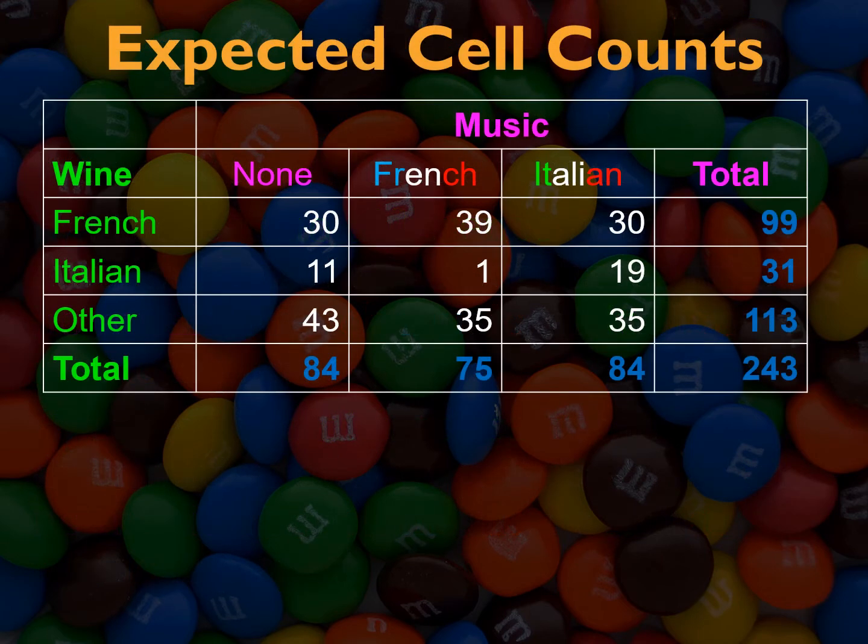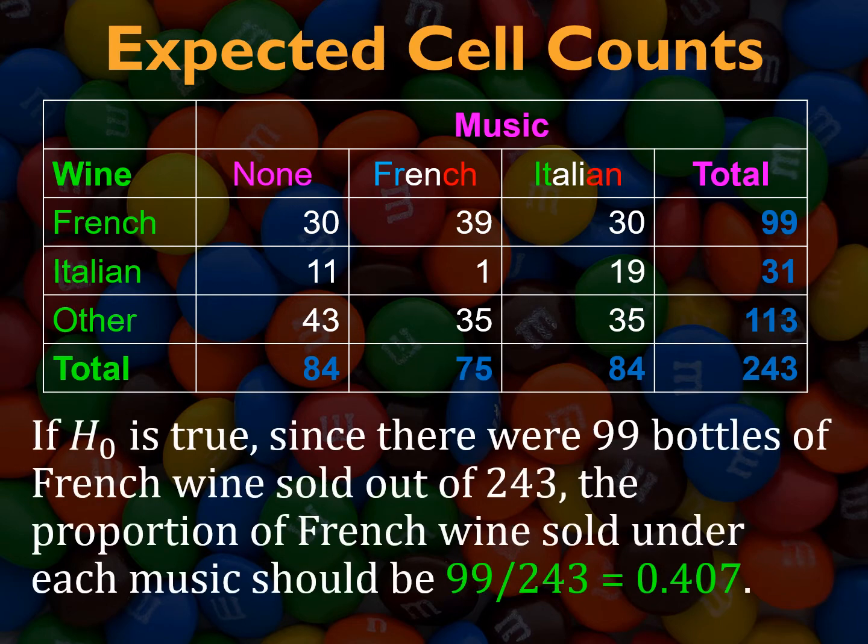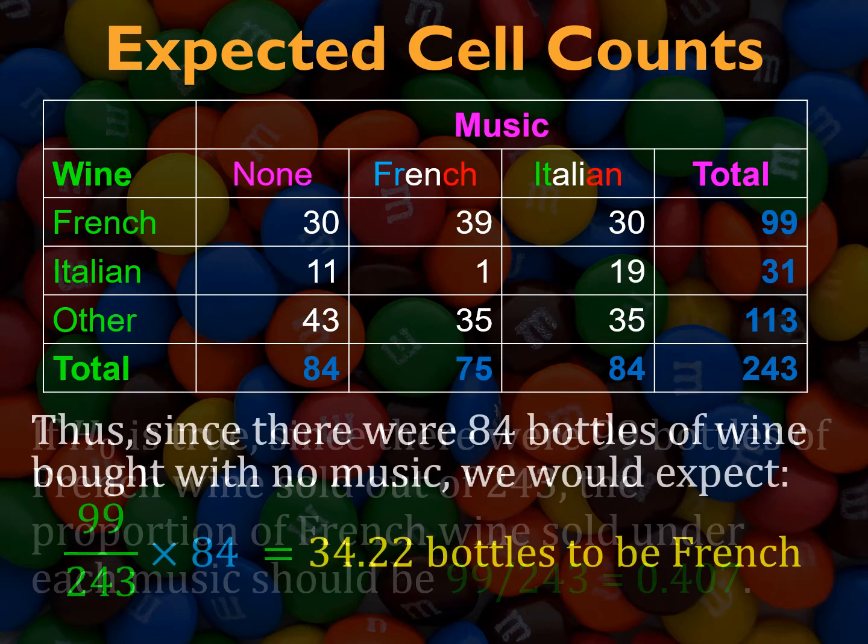So now to calculate the expected cell counts, we are going to work under the presumption that the null hypothesis is true. Since there were 99 bottles of French wine sold out of the 243, we would expect the proportion of French wine sold under each type of music to be that same proportion, 99 over 243, or 0.407.